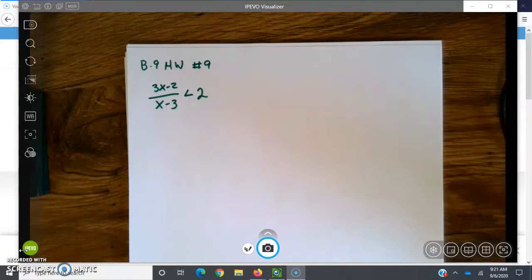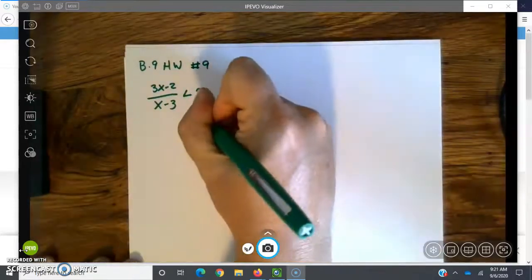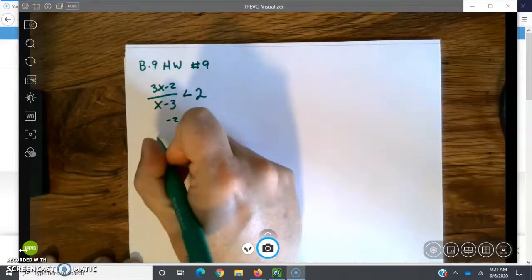So this is the problem that I got. (3x - 2)/(x - 3) < 2. And I need to figure out which intervals satisfy this inequality. So first thing we want to do is get everything to one side and a 0 on the other side. So I'm going to subtract 2 from both sides.